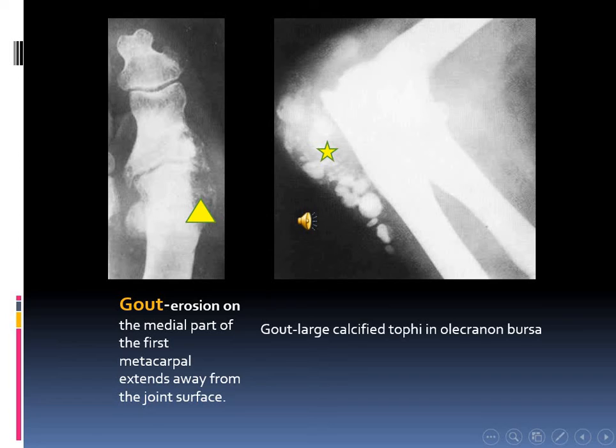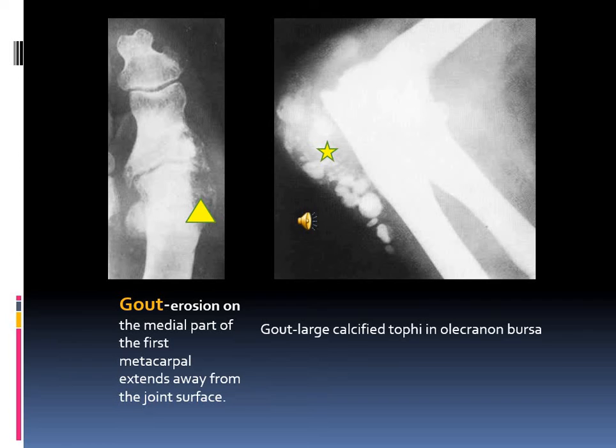In gouty arthropathy, we have other criteria. In this plain X-ray, you can detect abnormal erosion in the bones of the big toe. So the site is the big toe, and you can see that the yellow triangle demarcates the region of bony erosion, which is seen on the medial surface of the big toe, mainly the metatarsal and tarsal bones.